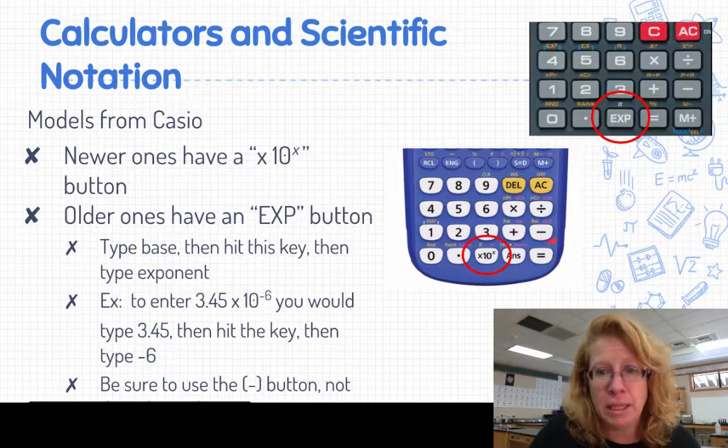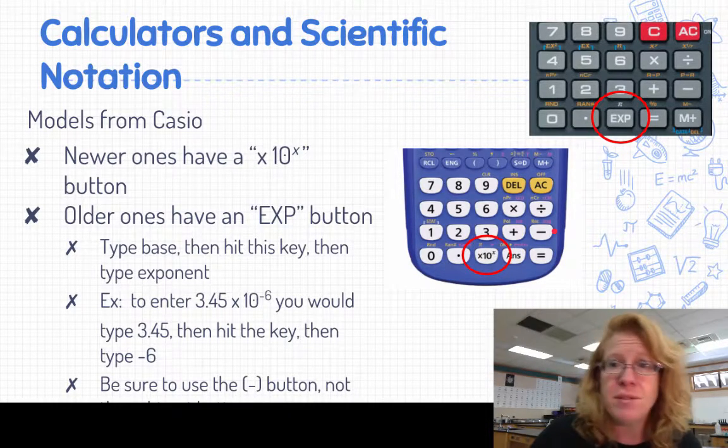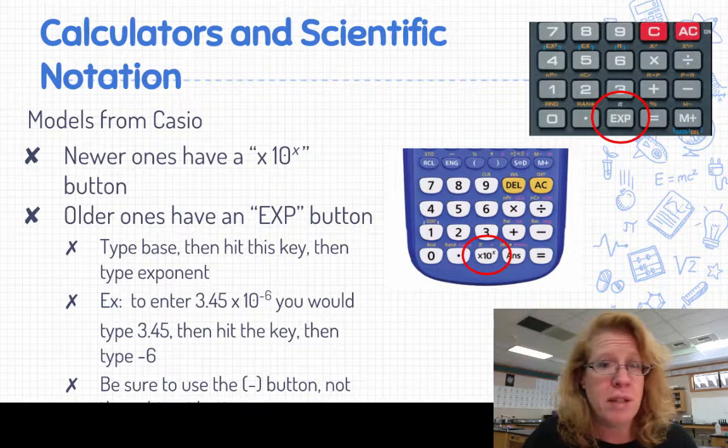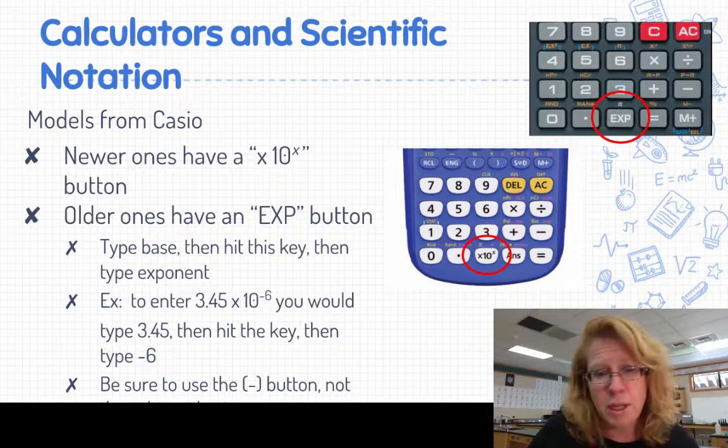This is the minus button, and that's not the right one. That means subtract. That doesn't mean negative. So there'll be another button somewhere else on your calculator. So just take a look around, hunt for it. Usually it's a minus in parentheses, or maybe it says plus/minus, and that's the one that you want to use.